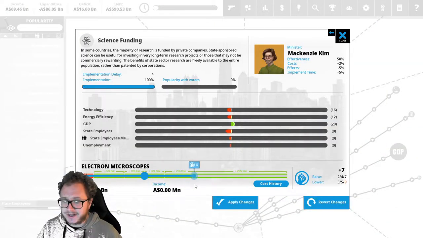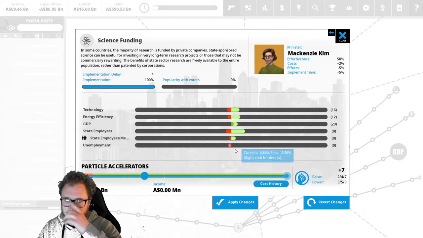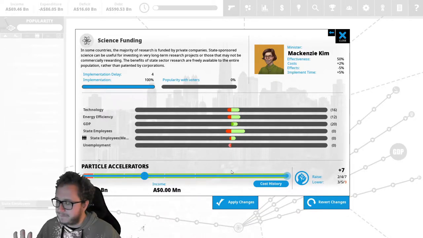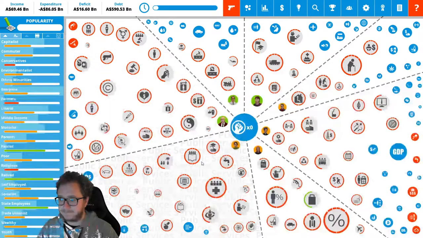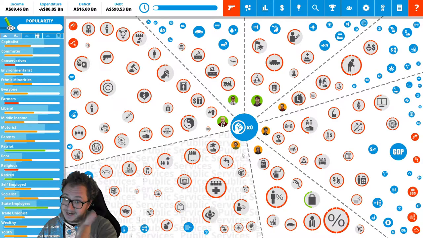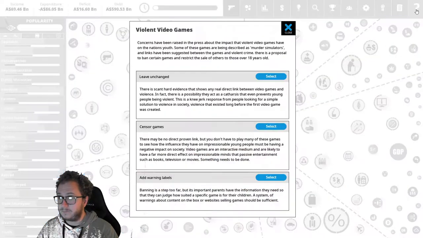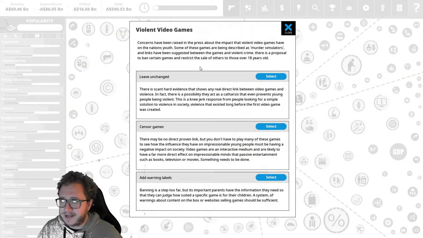So science funding, we are going to absolutely smash the science funding. It's got an implementation delay of 4 terms, but that's all right. That's about a year, but that's cool. No issues with that. That did use up the rest of our political capital, but now we should start to see some results in the next couple of turns in our popularity. So, violent video games.